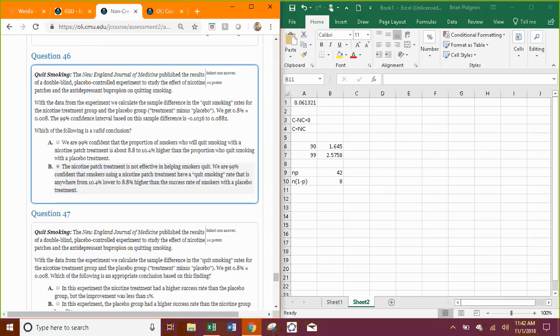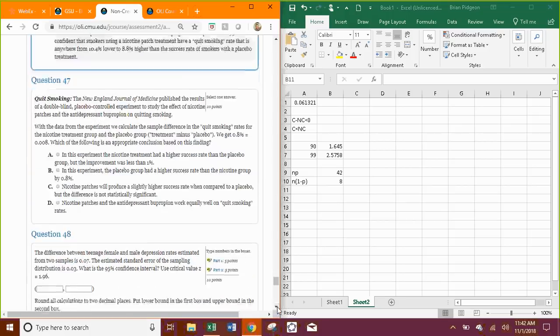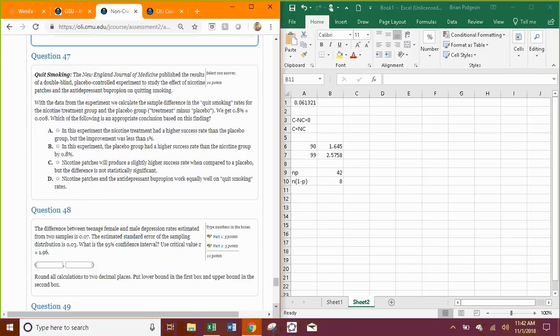Well, here's what we're doing. We're assuming we take the difference in proportions. And what number lies inside that interval? 0. So because 0 is a plausible value for the difference in proportion of smokers who quit, that means that there really isn't evidence that the nicotine patch is effective, and it's because 0 lies in the interval.